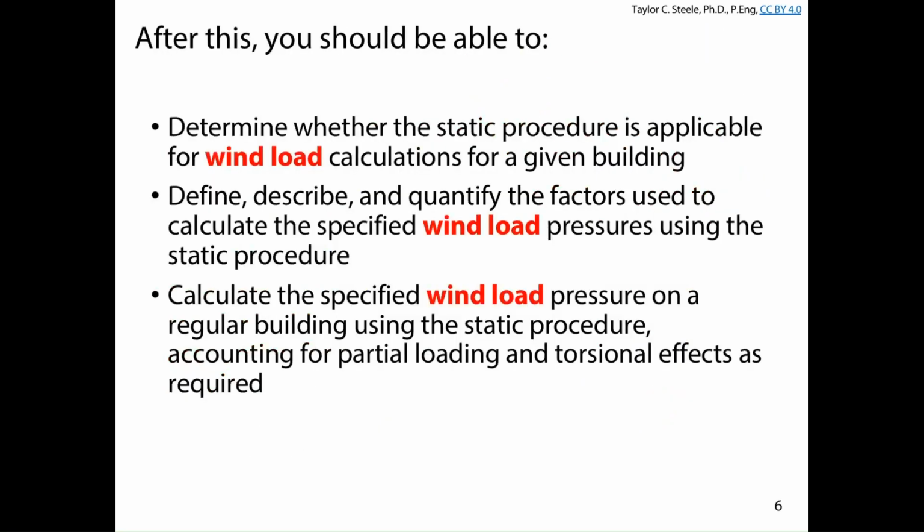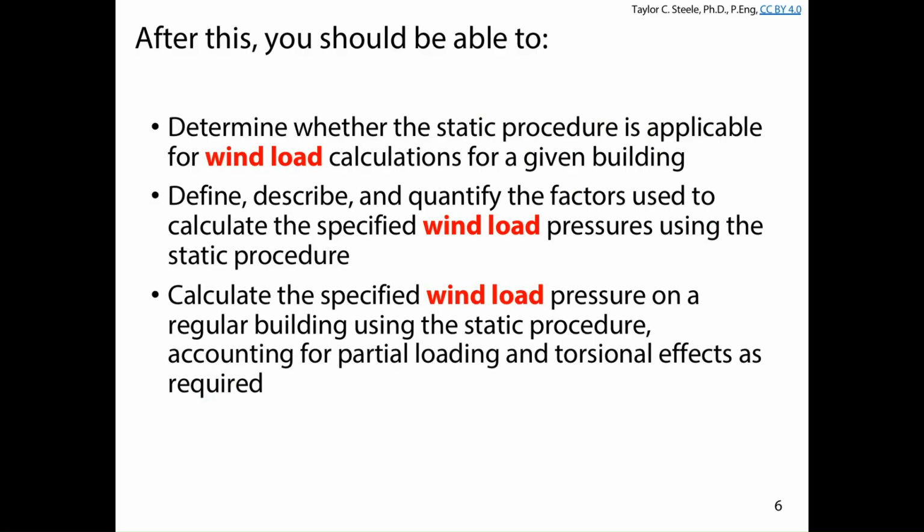Okay, so basically after this, you should be able to determine first whether the static procedure that we're going to be talking about today is applicable and something that you can use for the wind load calculations for your building. Sometimes you won't be able to use the static procedure, and we'll talk about when that might be. You should be able to define, describe, and quantify the factors used to calculate the specified wind load pressures using the static procedure. And kind of the real crown thing here is you have to be able to calculate the specified wind pressure acting on your regular building using the static procedure, accounting for some partial loading and torsional effects as required.